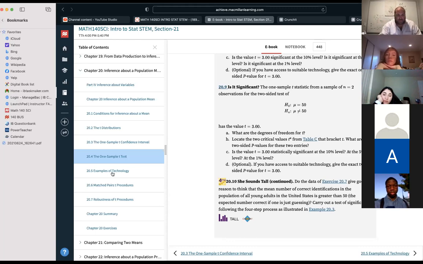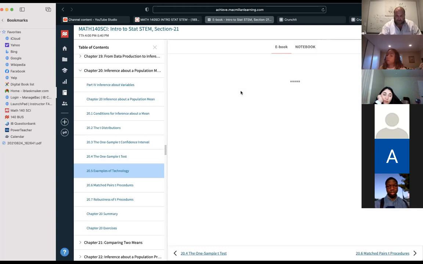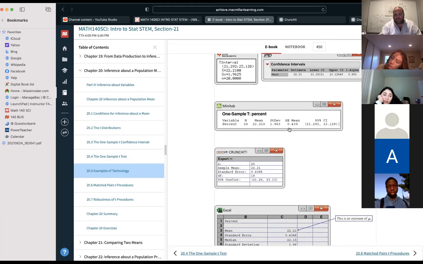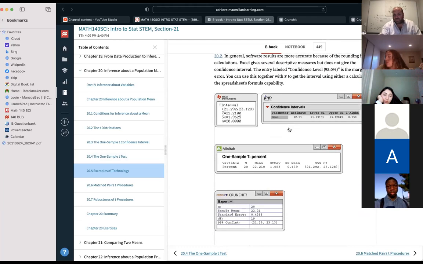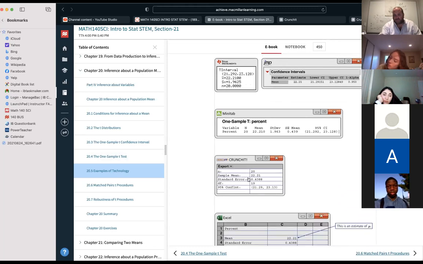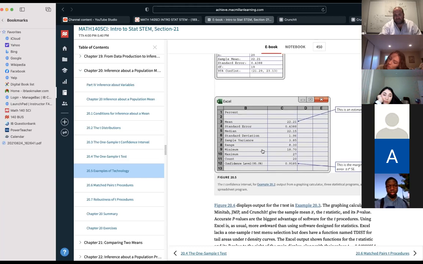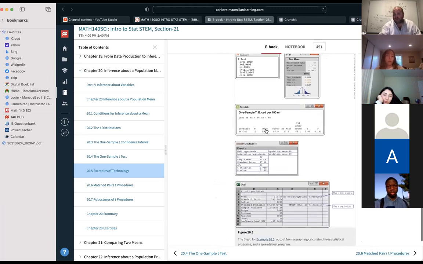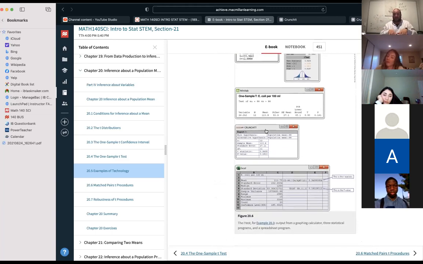Anyways, section 20.5. I don't think we're going to do it. Seems kind of silly. I think it just basically talks about how to find these things with various technology. For example, a TI, we did that. StatCrunch, we did that. They also give you Excel, Minitab, and JMP. You could also probably go online and do a Google search for confidence interval calculator or a hypothesis test calculator and find a dozen sites where you just plug in these numbers and get the right thing out. The fact of the matter is you only need one of them. And if you have one, like the calculator, you're good to go.